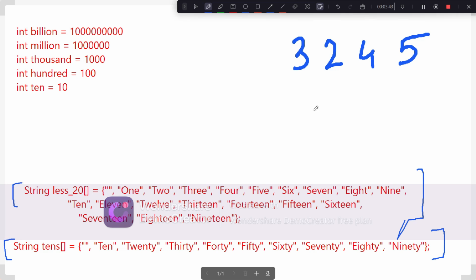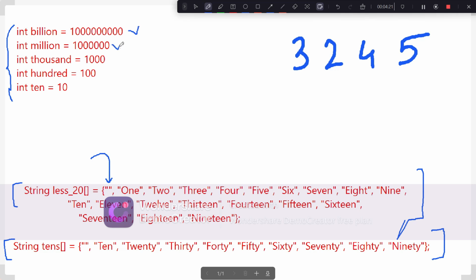Now let's say this is our number: 2, 3, 3, 2, 4, 5. So this is billion. Let's say we want to check how many billions are there. If we divide the number by a billion, this will give that many billions. So if I divide this by a billion, how many will it give? 0 only, correct? So if we go here, 0 is less than 20, so it will come here, 0, right? So 0 gives me null because there is no billion at all. So the billion part is done.